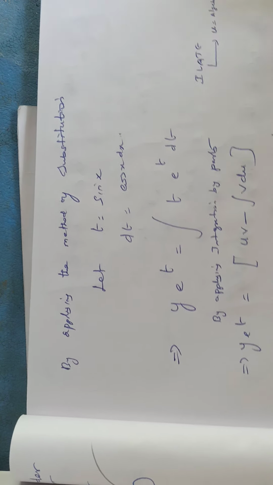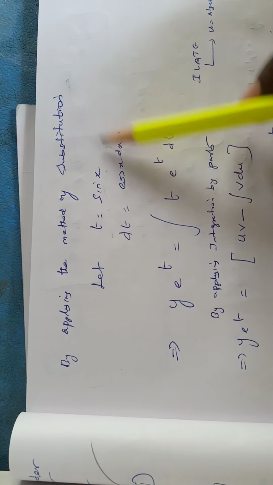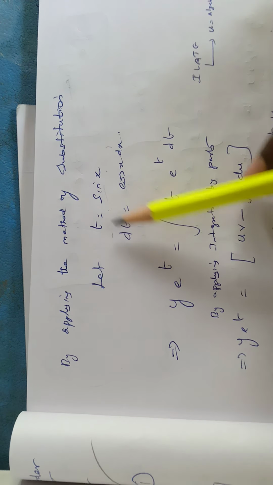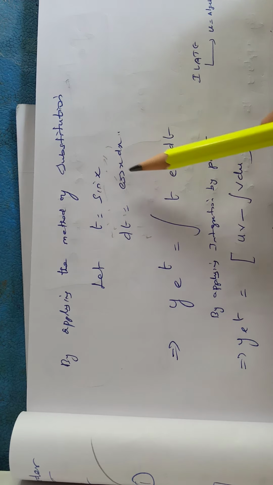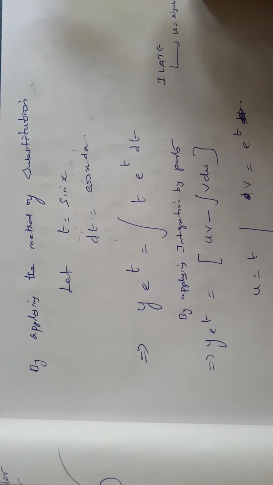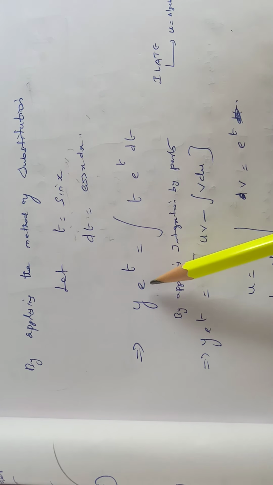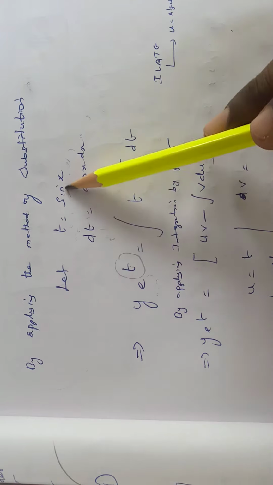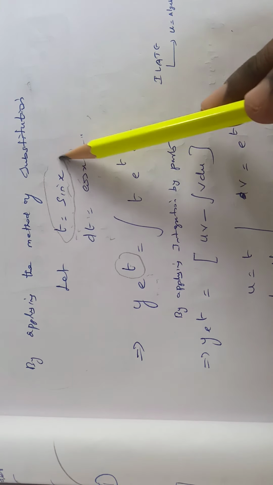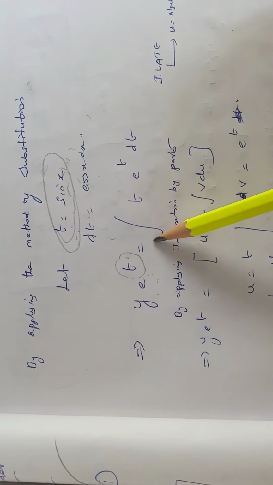Next step, by applying the method of substitution, we have to consider t equal to sin x. So t equal to sin x, differentiating on both sides, dt equal to cos x dx. Straight away applying the same format, y into e power sin x can be taken as t. So all the x can be transformed in terms of t only. So sin x equal to t. So e power t equal to integral.